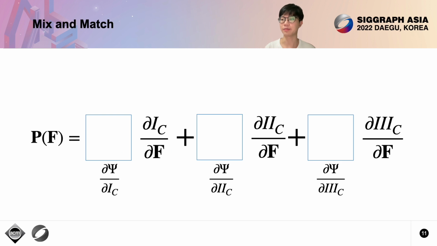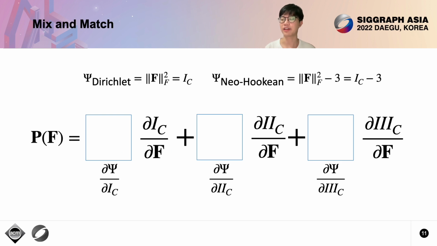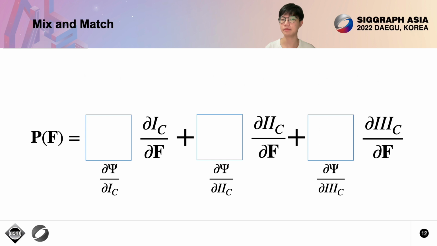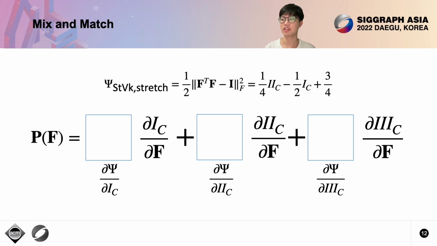Here are some examples. Arap and neo-Hookean energy. They can be easily expressed in terms of the Cauchy-Green invariants. To obtain their gradient, we can simply plug the derivative of the energy with respect to Cauchy-Green invariants in the square boxes. And that's it. Similar things can be done to obtain the Hessian. Here's another example, STVK stretch energy. It's still very simple.